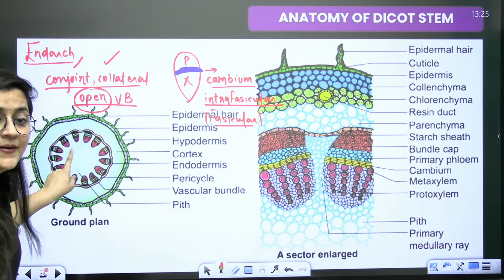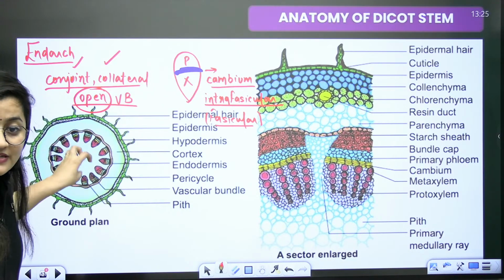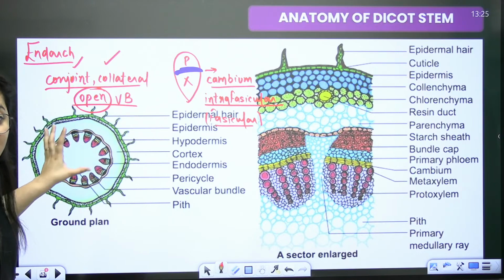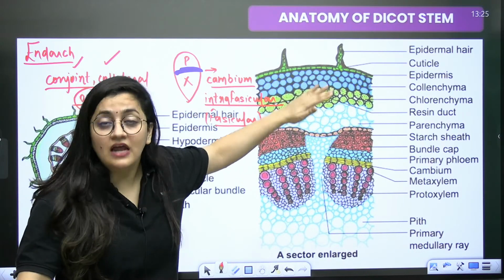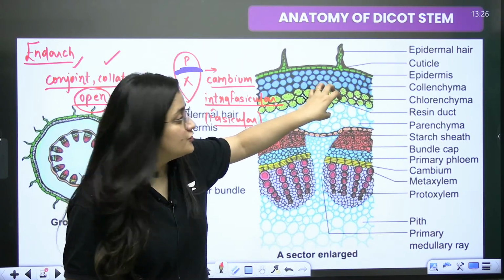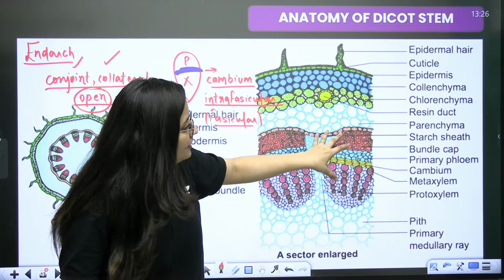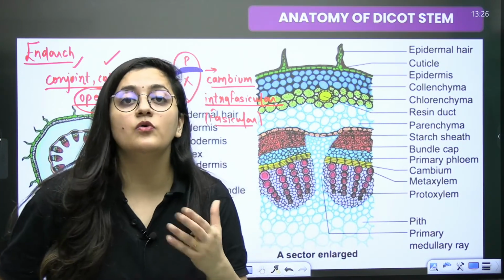Here the pith is large, it's conspicuous. And when you see the ground tissue here, it has hypodermis, general cortex, endodermis, pericycle, all of them are present there. So this is about the stem.